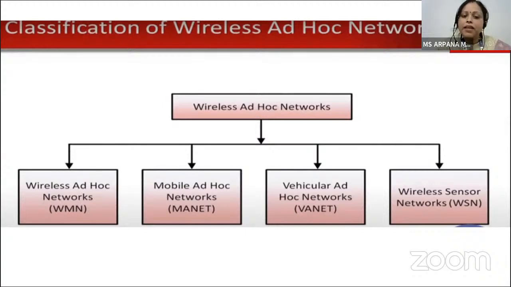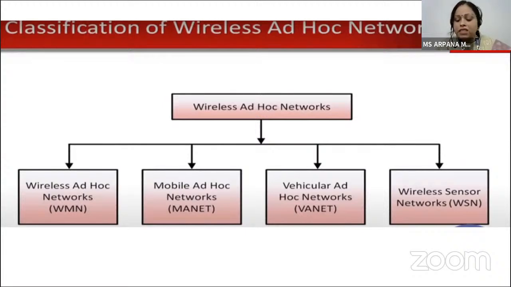So that is simply the MANETs. Next is the vehicular ad hoc networks. Vehicular ad hoc networks are utilized on moving vehicles. If a network is formed with the help of moving vehicles, or on the moving vehicles, then the ad hoc network will be known as the vehicular ad hoc network.